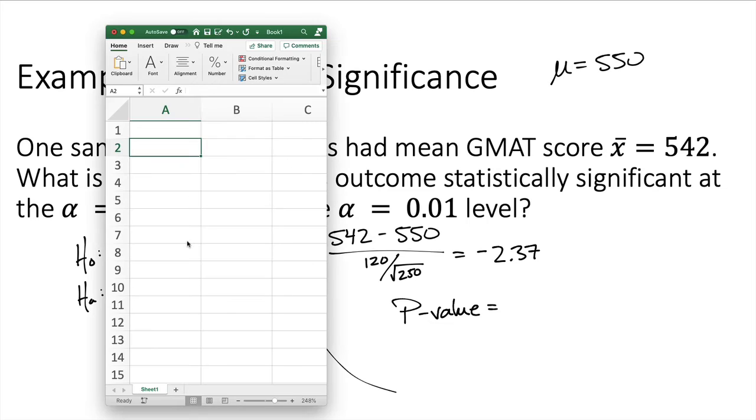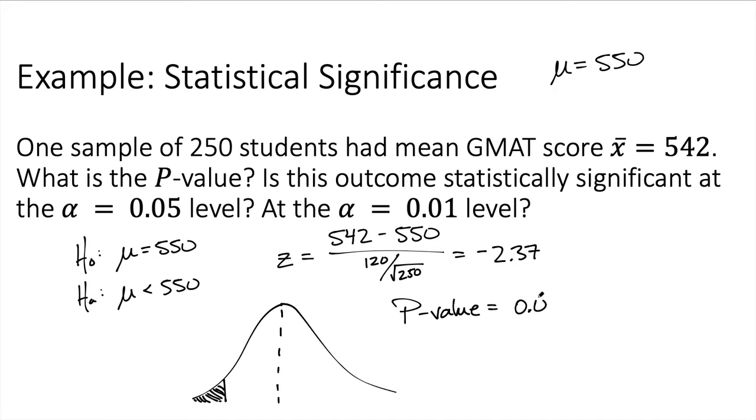So we can go ahead and compute that in Excel. We've got a normal distribution, and it's standardized. We're looking for the area to the left of negative 2.37, and we've got to do that cumulative. And we get 0.00889.